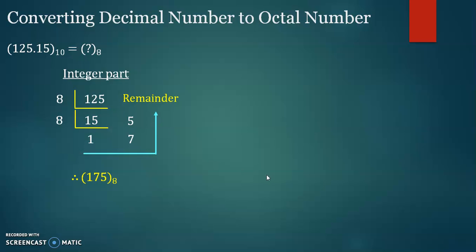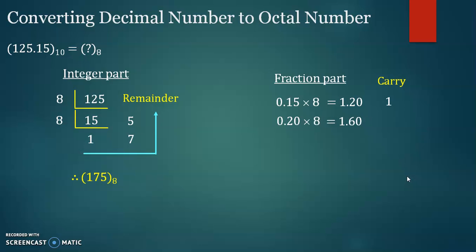Now we will proceed to the fractional part. For the fractional part we have 0.15. First we will multiply 0.15 by 8. From this we get the result 1.20. Now 1 is at the integer position, so we separate this 1 as the carry. The remaining fractional part will again be multiplied by 8. This time we get a result of 1.60.